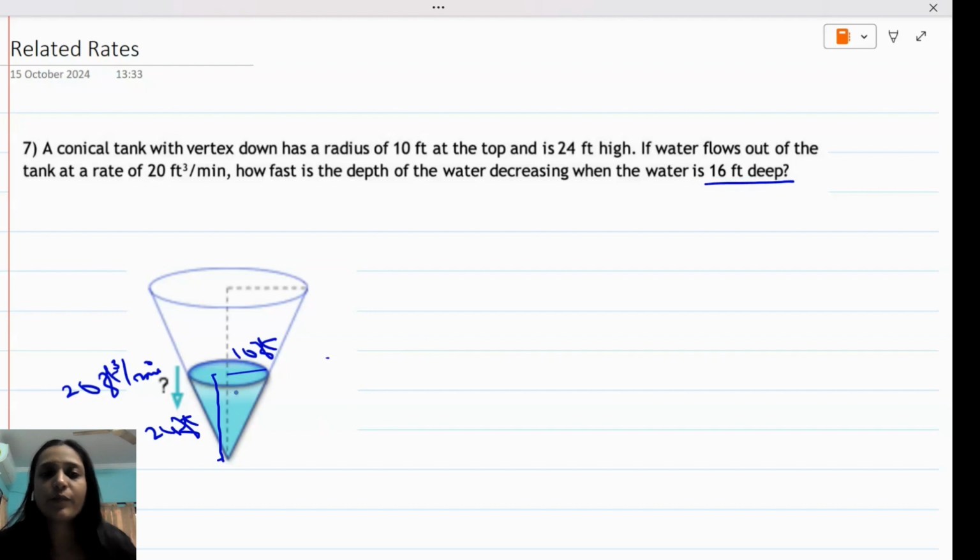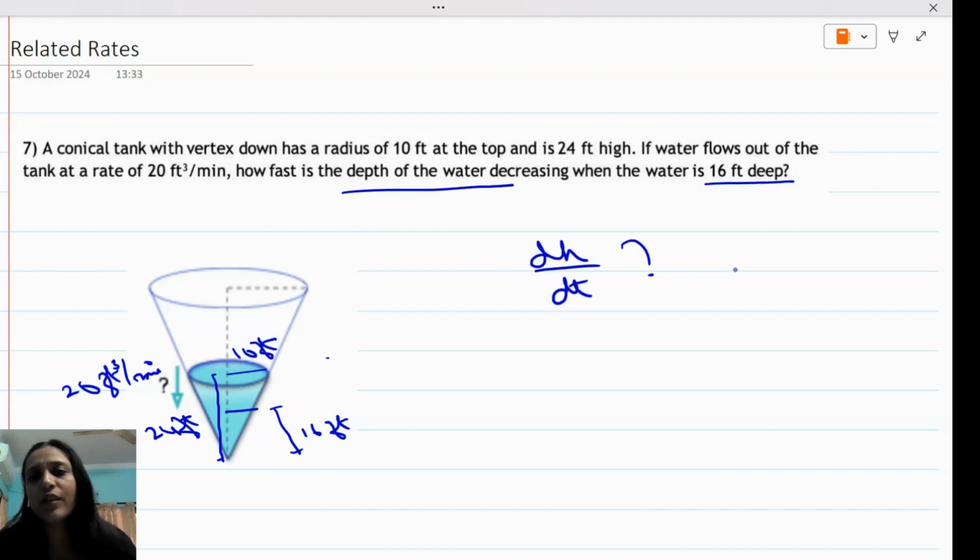So, after a certain point, what's going to happen is the water will keep coming down. Let's say if this was 16 feet is the depth of this water, then what is the rate at which the height or the depth of the water is decreasing? So essentially they're asking us to find dH over dt.